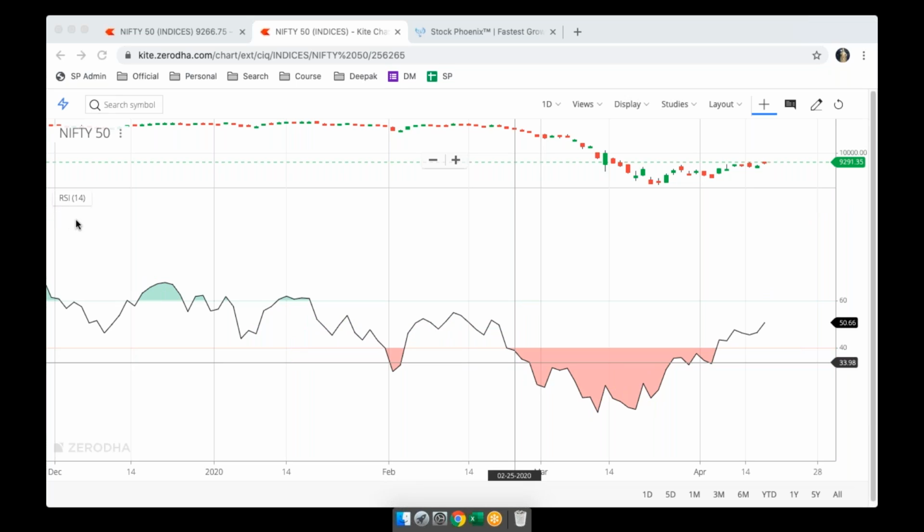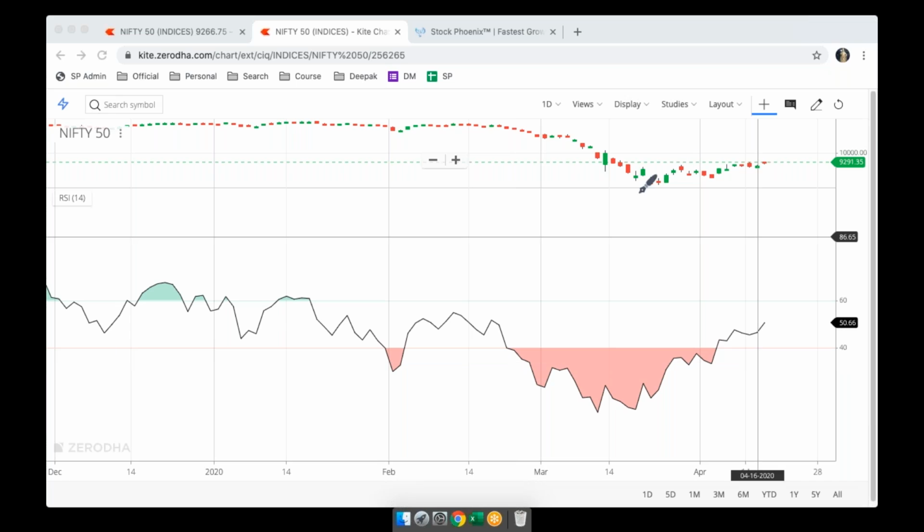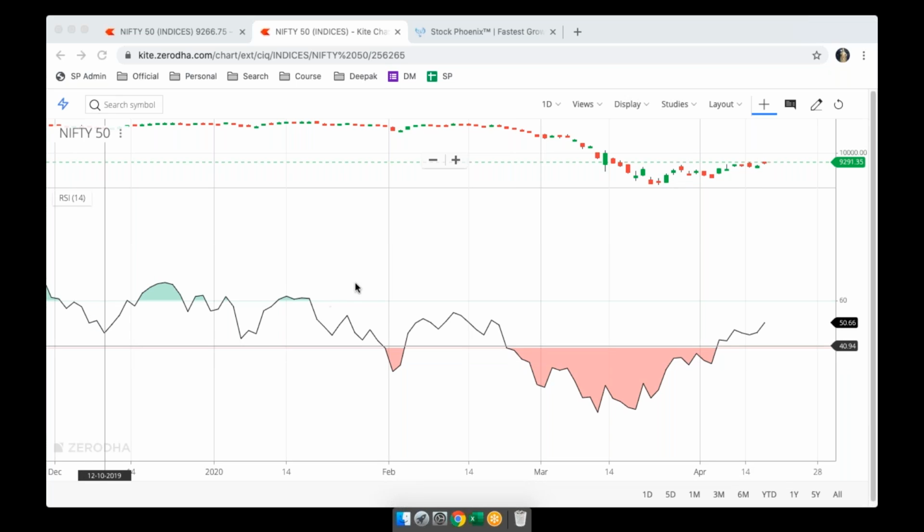Now, how to correlate this RSI movement with the market? Market in the sense of the chart. How to correlate the RSI movement with the chart?